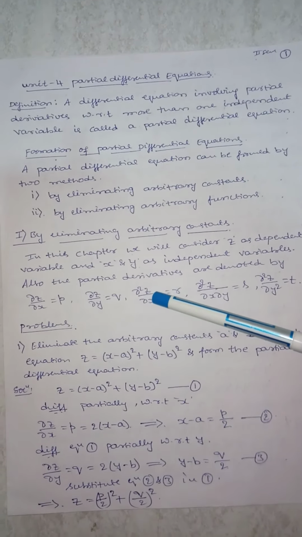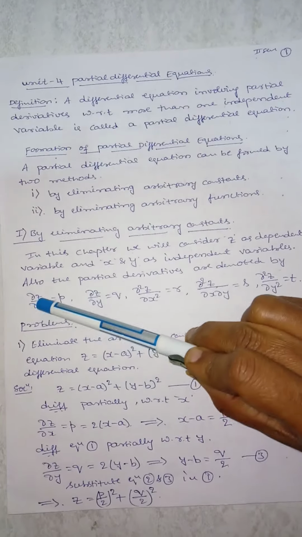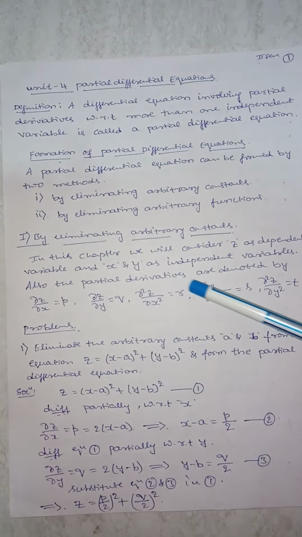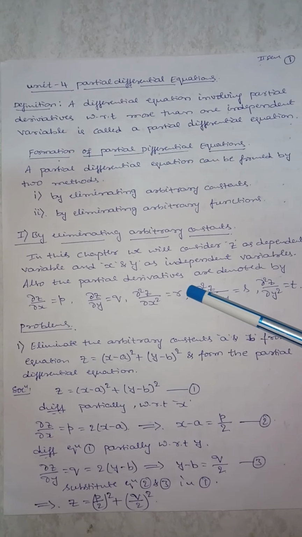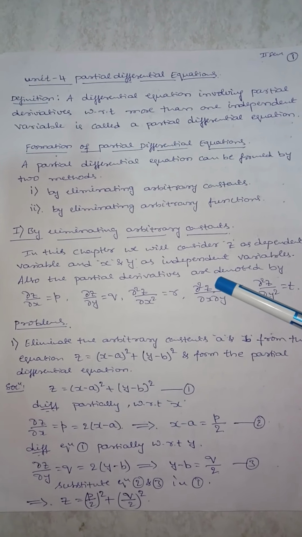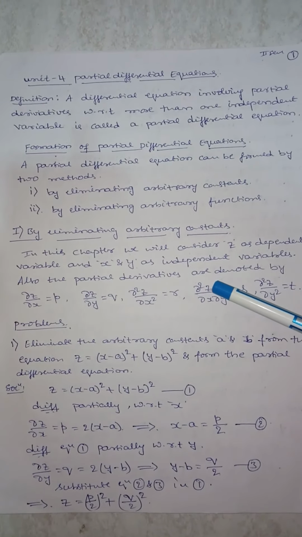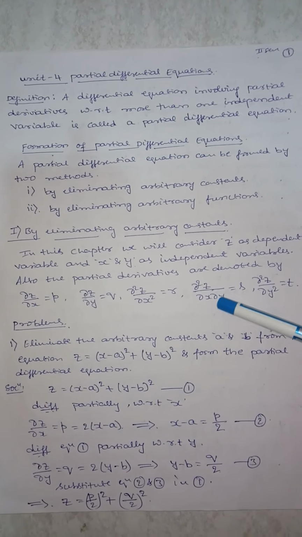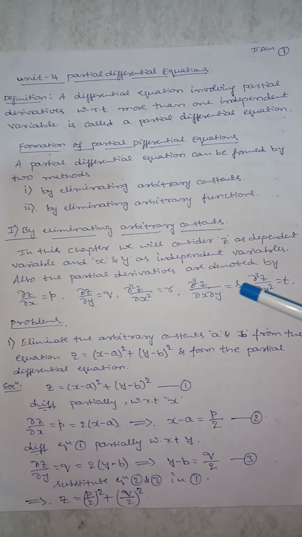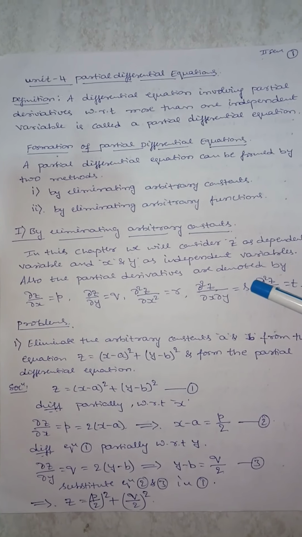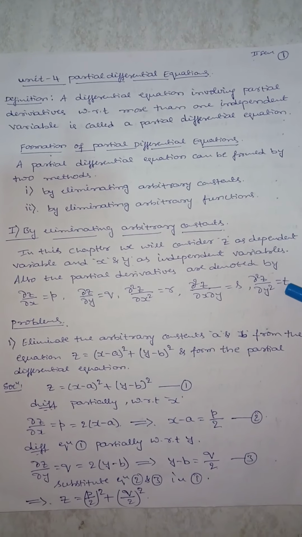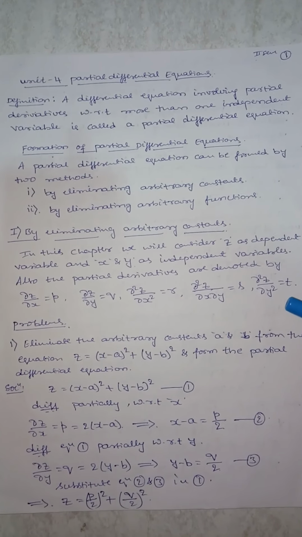Again, the differentiation of dou z by dou x again with respect to x, partially with respect to x, is denoted by small r. Similarly, differentiation of dou z by dou x partially with respect to y, that is the mixed partial derivative, is denoted by small s. And again, dou square z by dou y square is represented by small t.